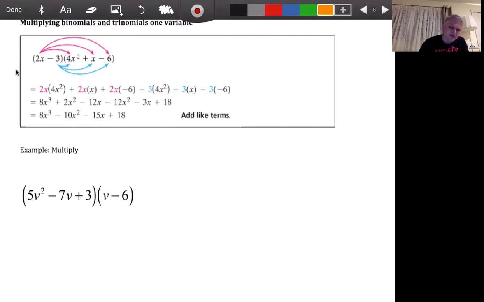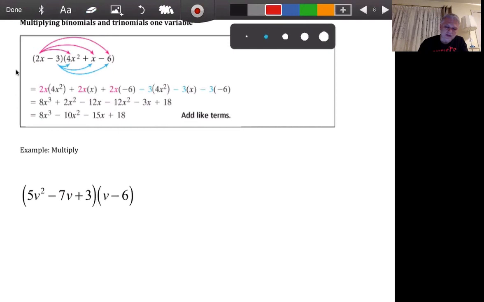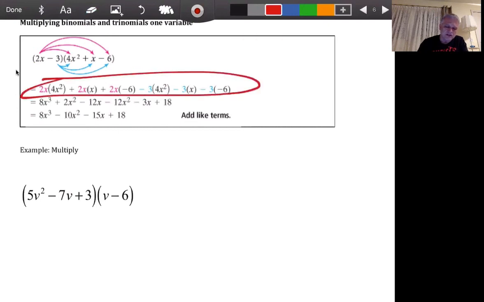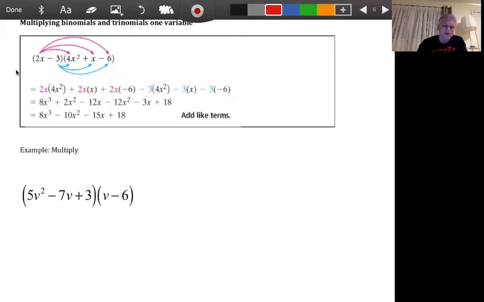Look, the arrows are already here, but let's look at it. So you got this 2x in the first set of parentheses. I'm going to multiply it by the 4x squared, by the plus x, and by the minus x. And then they took the minus 3 and multiplied it by the 4x squared and the plus x and the minus 6. So they multiplied each of the 2 terms by every term in the second set of parentheses. Then they wrote them down here. They simplified each pair of terms.